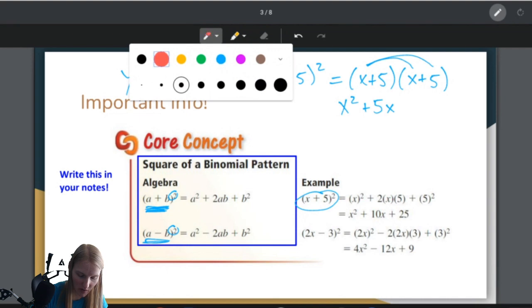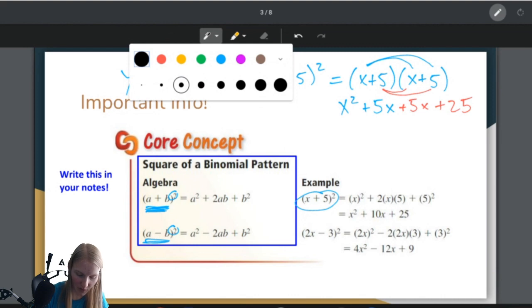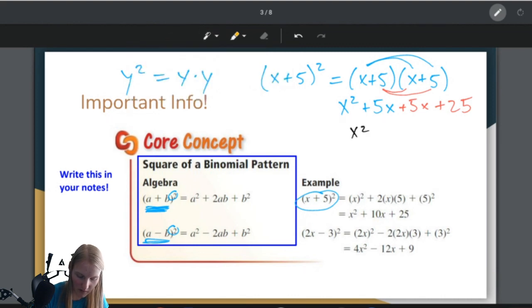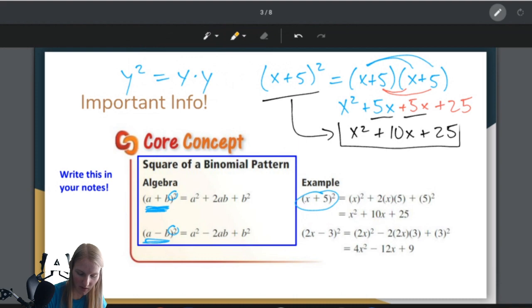Let's change colors here. Then I'll do 5 times x and 5 times 5. So this will be another plus 5x, and 5 times 5 is 25. Okay. We'll change colors again, and we'll put it all together. x squared, and these are both an x, so we'll put them together. 5 plus 5 is 10x plus 25. So this (x plus 5) squared is actually equal to this right here.